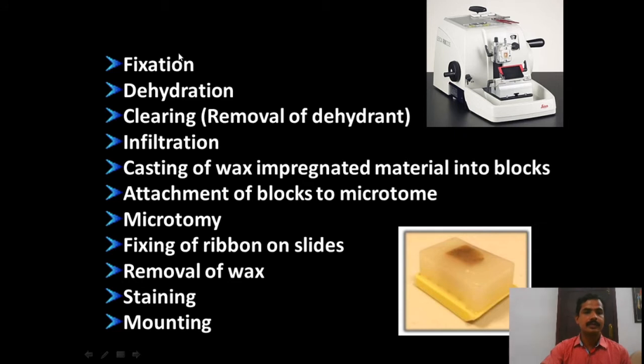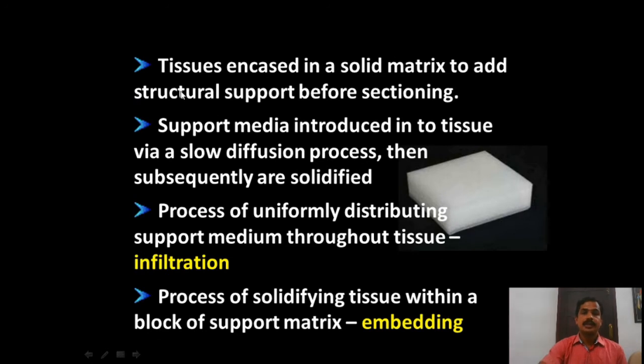And these are the different stages of preparation of permanent preparations, slides, using the paraffin method. The tissues are encased in a solid matrix, that is wax, to add structural support before sectioning for the purpose of cutting using a microtome. The support media is introduced into tissue via a slow diffusion process, that is infiltration, then subsequently solidified.